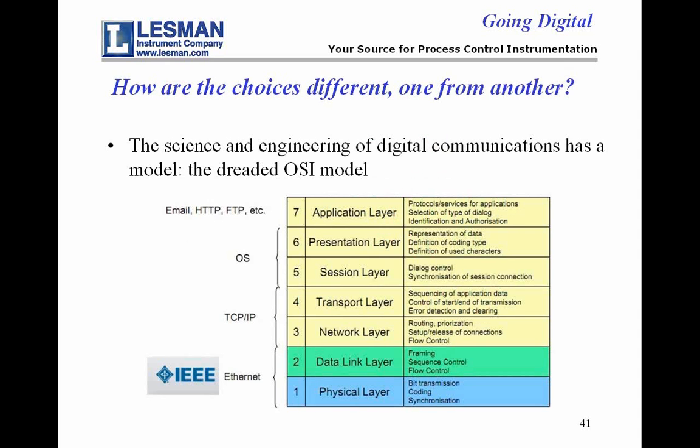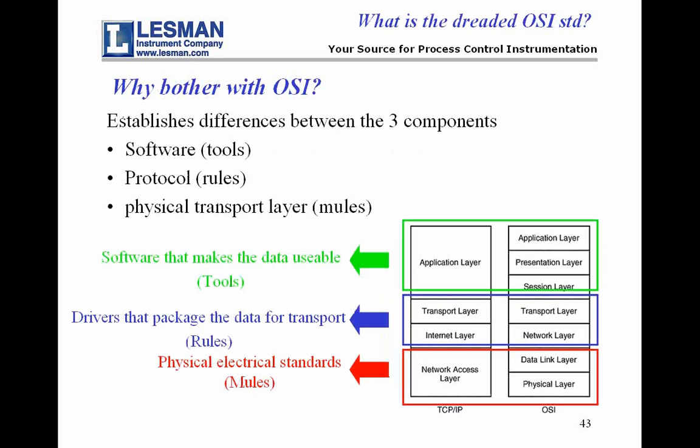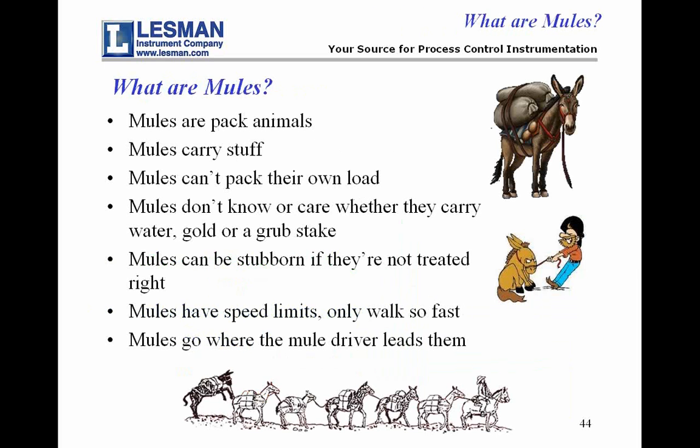This is the dreaded OSI model right here that you'll always hear brought up in these forums and seminars about industrial communication. You don't really have to understand the nitty-gritty of this, other than the fact that you need to understand that it is layered and there's a hierarchy to it. And I break it down into 3 major groups because they sort of consolidate together, because it relates back to this idea that we need tools, rules, and mules in order to make this work. We're going to look at each one of these in turn to see how this works out in the real world.